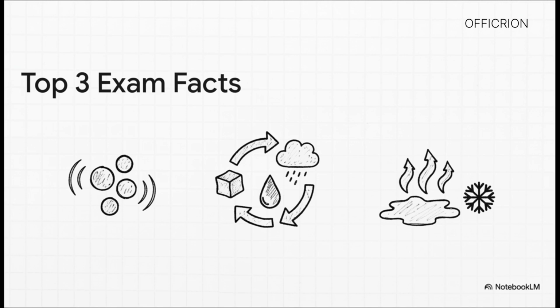Number 1, matter is made of small, constantly moving particles. Number 2, the states of matter are interconvertible by just changing the temperature or pressure. And number 3, evaporation is a surface phenomenon that absolutely causes cooling.